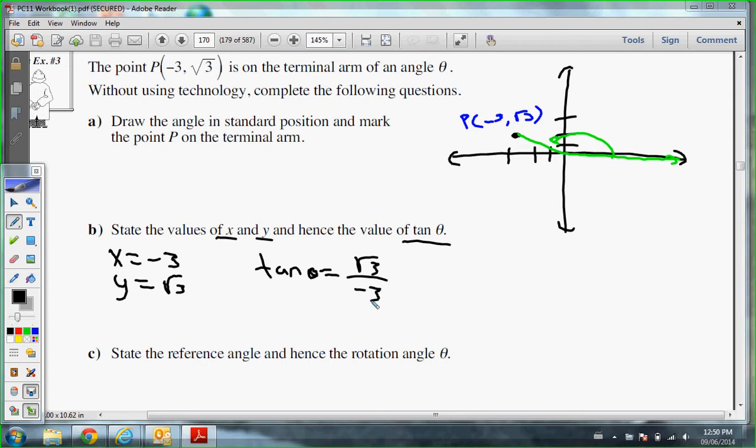Okay, so now go back to your chart. Do you have a root 3 over 3 somewhere for tangent? You do, at 30 degrees. Okay, now be real careful here. What quadrant are we in? We're in the second. So if I get 30 degrees, that means this reference angle is 30 degrees. So then what is that rotation angle? 150. 180 minus 30, 150 degrees is what theta is.